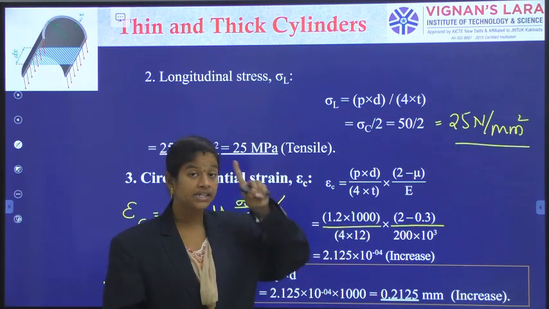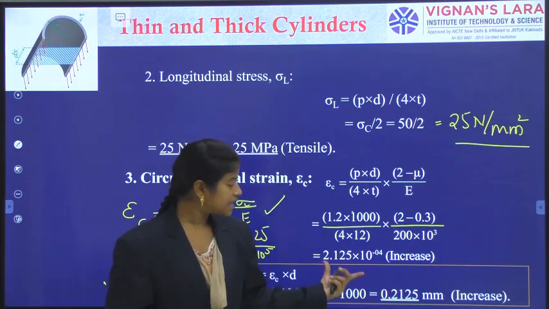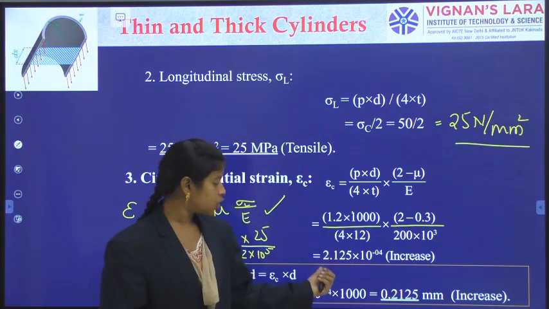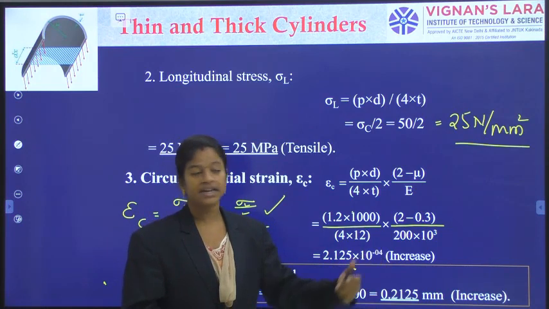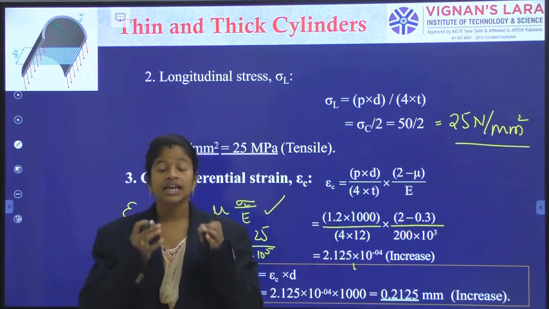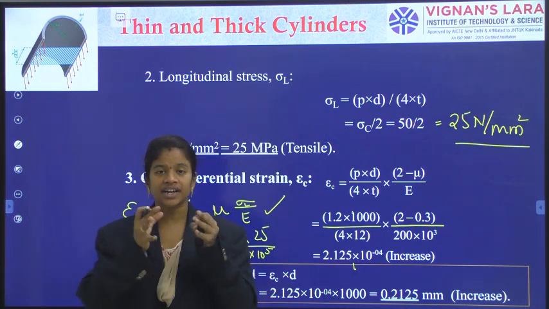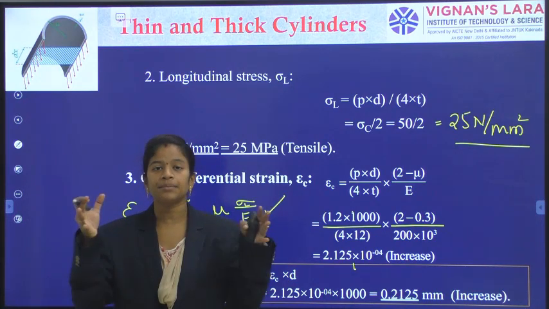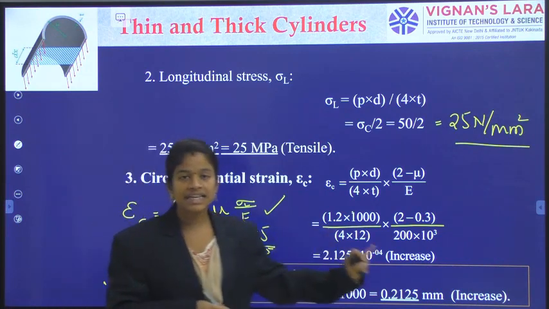That is the circumferential strain. Please don't keep the units. That is the strain answer I have got as 2.125 into 10 power of minus 4. As I have said, the fluid is pressurizing, trying to increase the cylindrical diameter. That's why that increase I have shown.